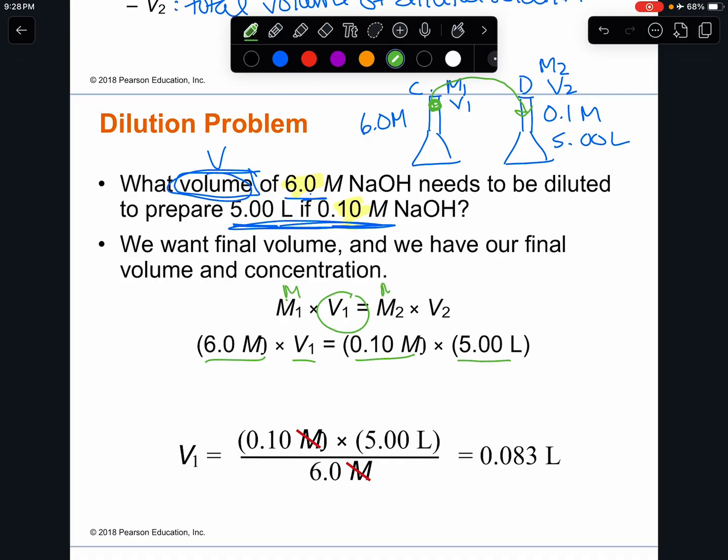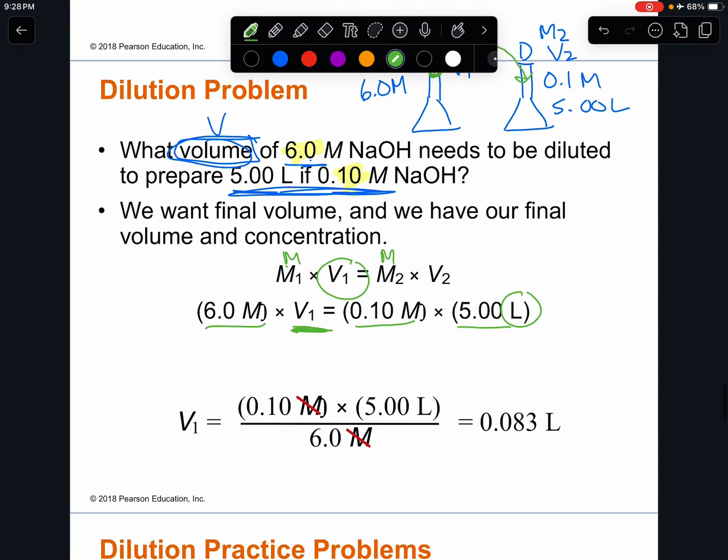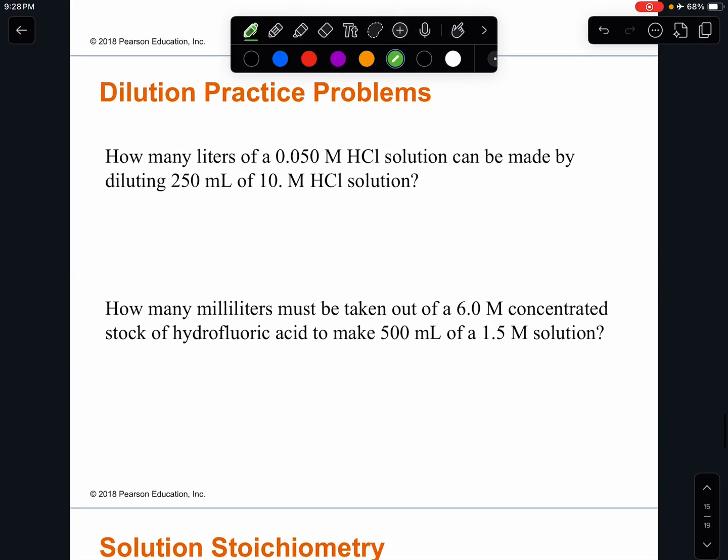Now I want to be specific with these units. M's have to be molarity, but V can be either milliliters or liters as long as they're the same. So since this is liters, when I solve for V1, the unit would also be liters. If I wanted to make this 5,000 milliliters, that's fine, and V1 would end up being in milliliters. No specific units, they just have to be the same, okay? So this tells me that I would pull out 0.083 liters of that concentrated solution, put it into the other one, and fill it up to create my diluted solution.